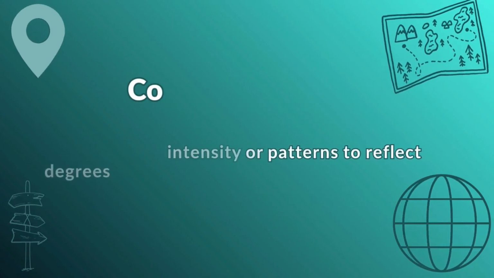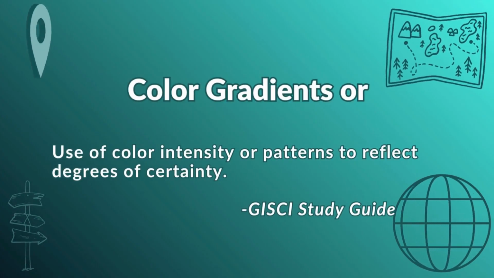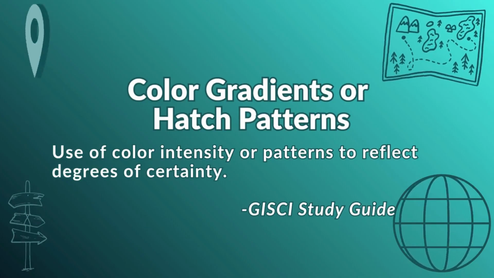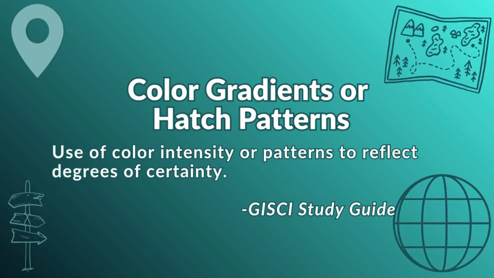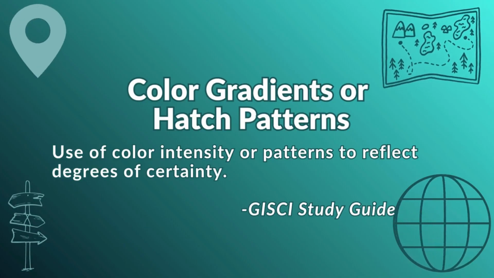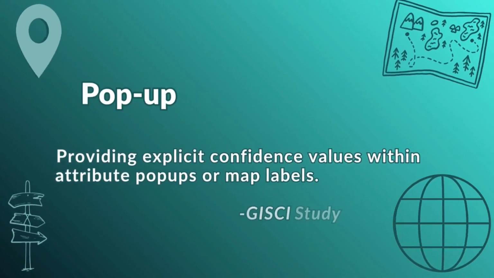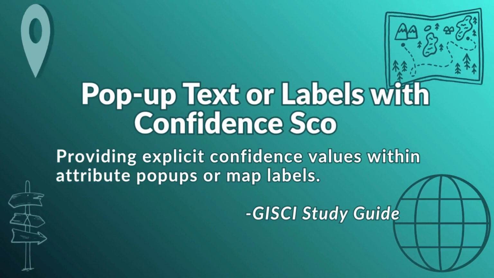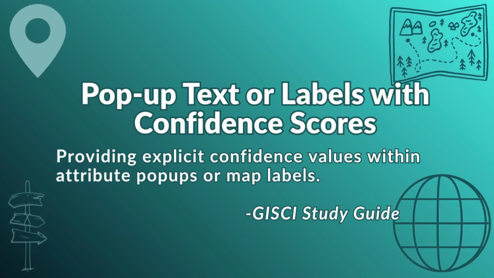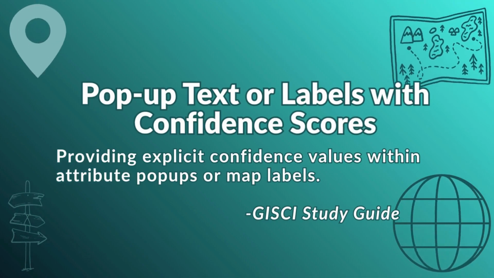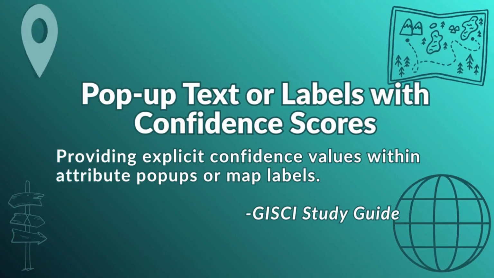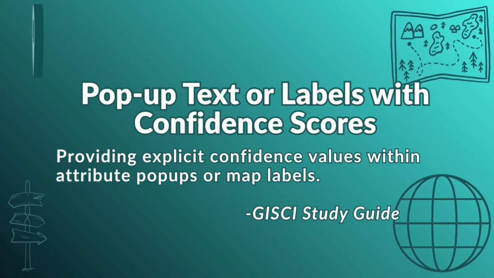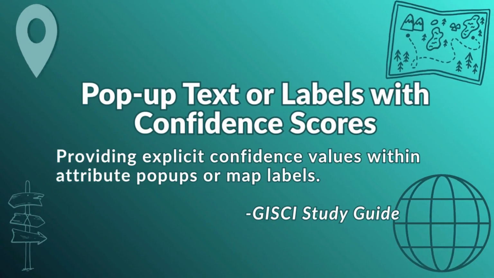Exactly. Similar to color gradients or hatch patterns, I guess. You might use a dark cross-hatched blue for a 95% flood risk and a very pale blue for a 30% risk. Right. And finally, the simplest method, pop-up text or labels. Just providing explicit quantitative values. So when an emergency manager clicks on a neighborhood polygon, a pop-up directly states, evacuation route viability, 70% confidence level.